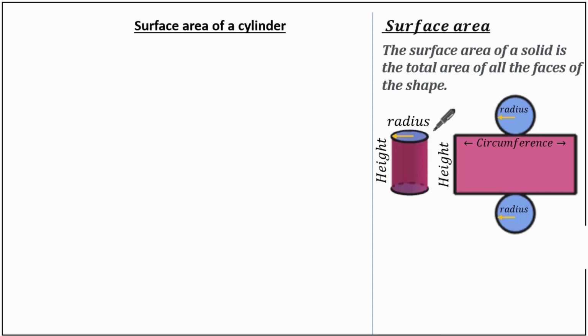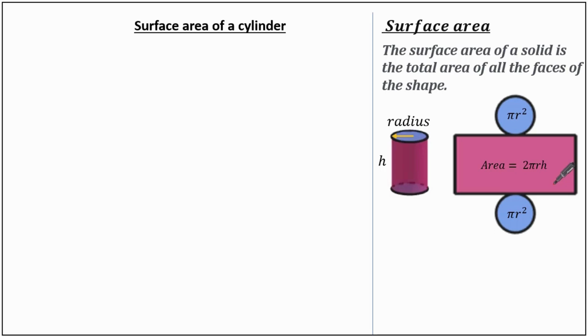Therefore, to find the surface area of a cylinder, we simply use the area of a circle to find the circular faces, and we use the formula to find the area of a rectangle, length times width, which we know is 2 pi r times h, so therefore the area of our rectangle is 2 pi r h.